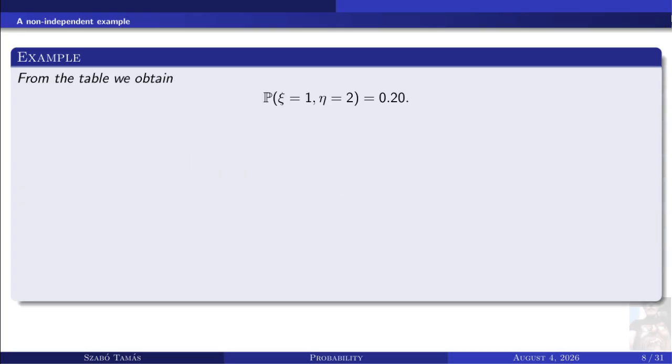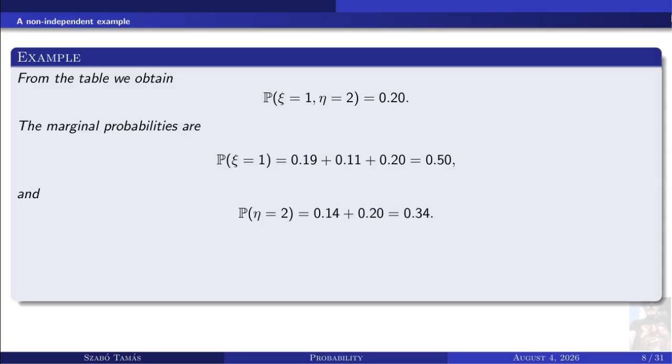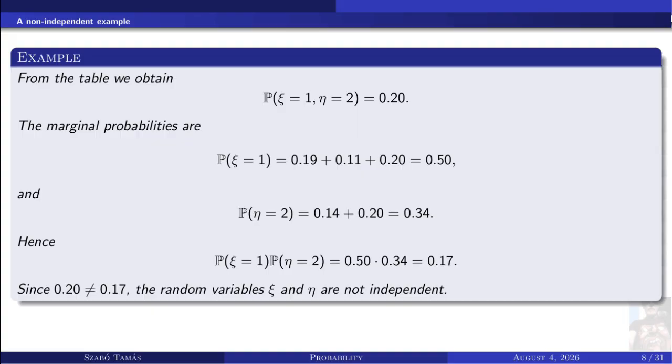From the table we obtain P(xi = 1 and eta = 2) is 0.20. The marginal probabilities are P(xi = 1) is 0.50 and P(eta = 2) is 0.34. Hence, P(xi = 1) times P(eta = 2) is 0.17. Since 0.20 is not equal to 0.17, the random variables xi and eta are not independent.